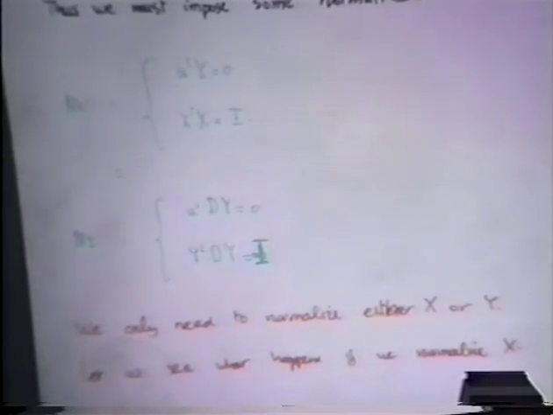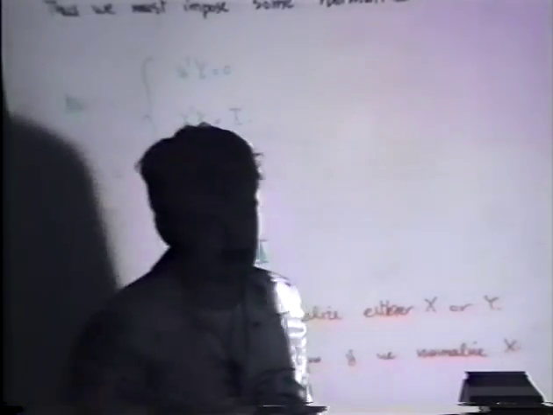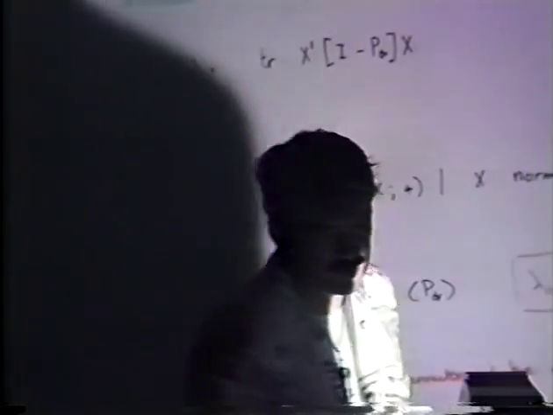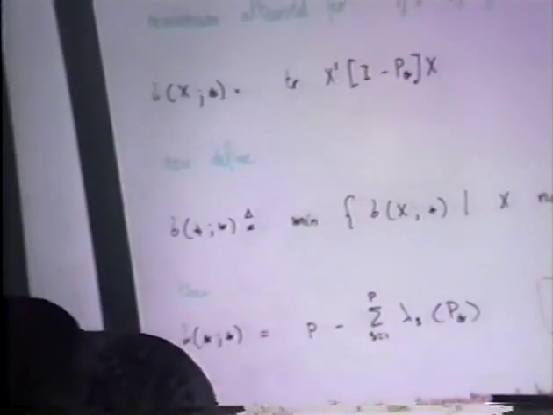Now let us see what happens if we normalize x. So we're going to minimize the least squares loss function with a normalization condition on x. I'll keep the loss function near at hand.